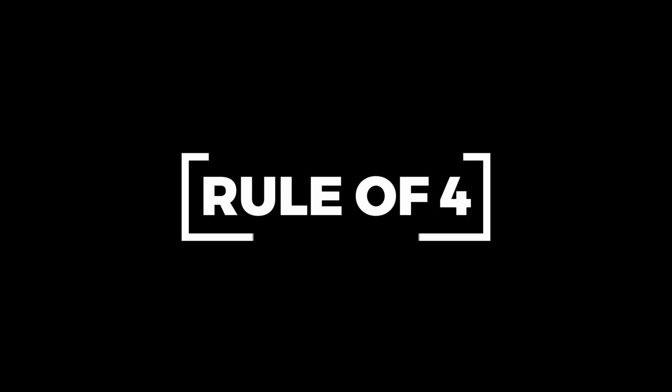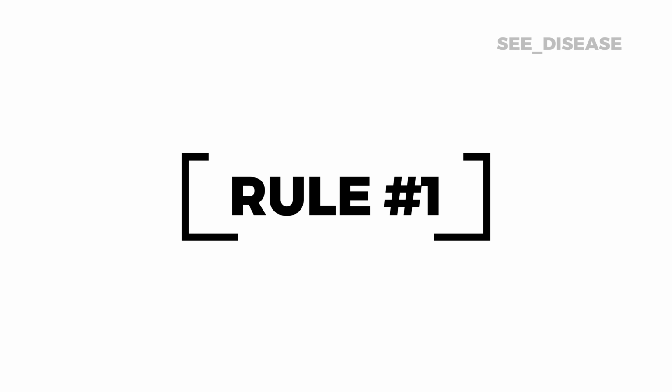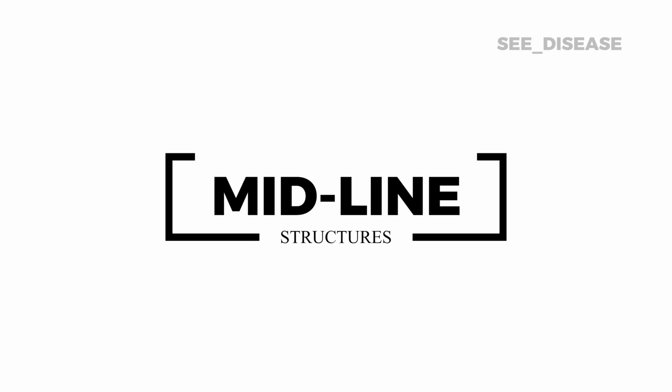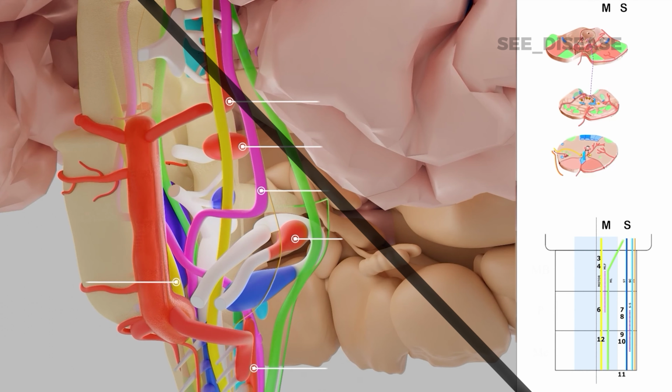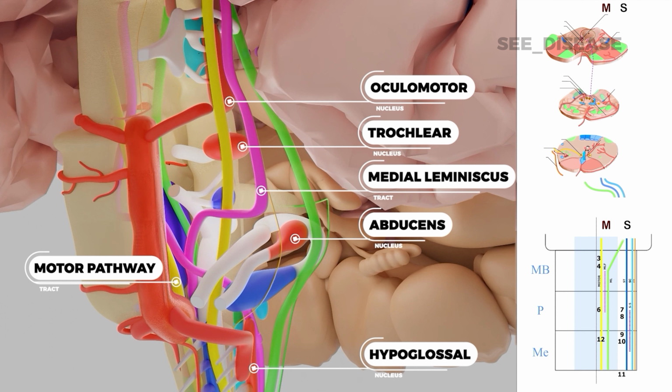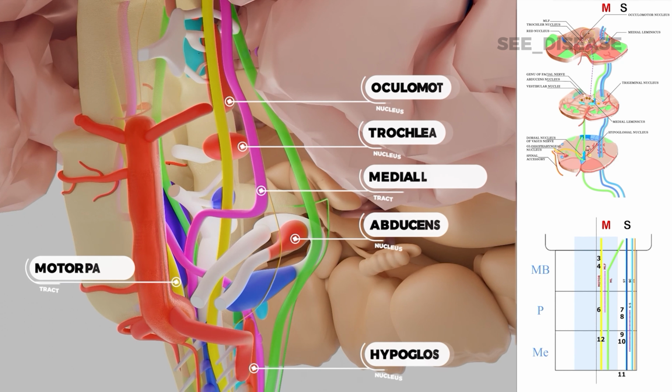What is the rule of 4? Peter Gates has devised an easy clinical tool, a set of rules, which will help us to diagnose effectively. Rule number 1: structures starting with M, that is median structures, namely the motor pathway or motor tract, medial lemniscus, medial longitudinal fasciculus and motor nuclei. That is 3, 4, 6 and 12.